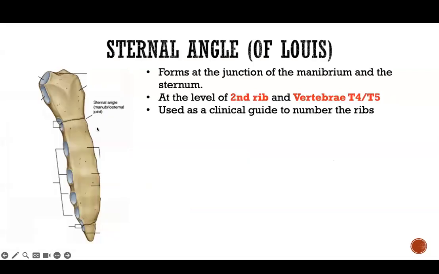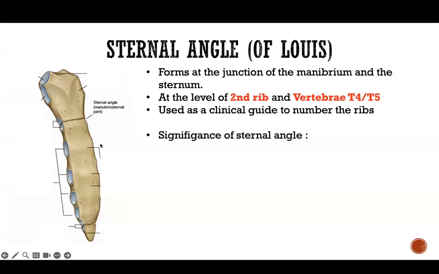And why this level is so important is because it's the same in all human beings. Whether you are an adult, an infant, or just born, this level is at the sternal angle, at the level of the second rib and the vertebra. And this is important because since we have a constant reference point in all human beings, we can use it as a clinical guide to number the ribs, the intercostal spaces, and many other things, okay? So this is why the sternal angle is important. So it's very important to remember the second rib and vertebra T4, T5.